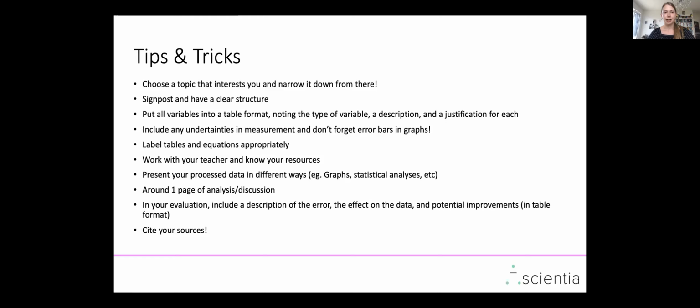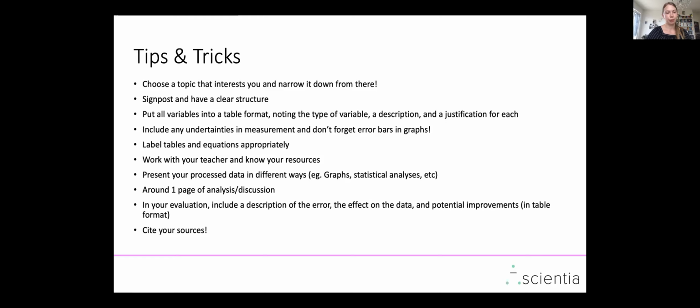Then include any uncertainties in measurement, and don't forget error bars in your graphs. Label tables and equations appropriately. Again, work with your teacher and know your resources, and present your process data in different ways. So for example, with graphs, with statistical analyses, these types of things can all help to contribute towards your final conclusion. Then you should have around a full page of analysis and discussion just with writing.